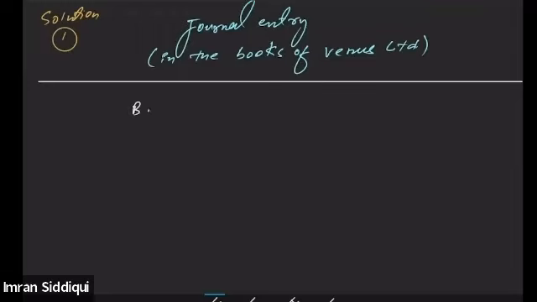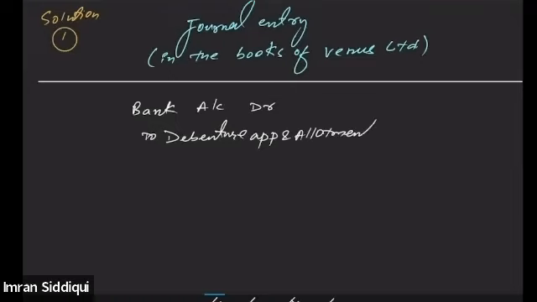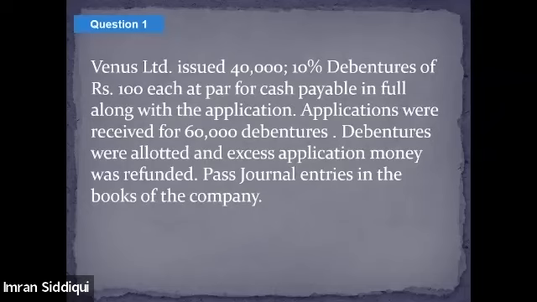First entry will be for the receipt of application. We'll write down bank account debit to debenture application and allotment account. Bank account will be debited by what amount? We have issued 40,000, 10% debentures, 40,000 into 100. So bank account will be debited by, tell me, 40 lakhs.